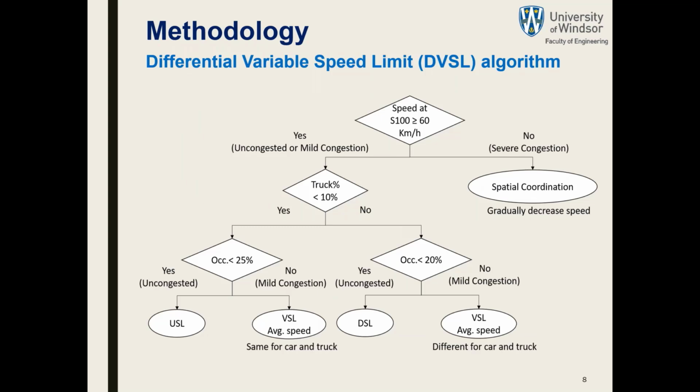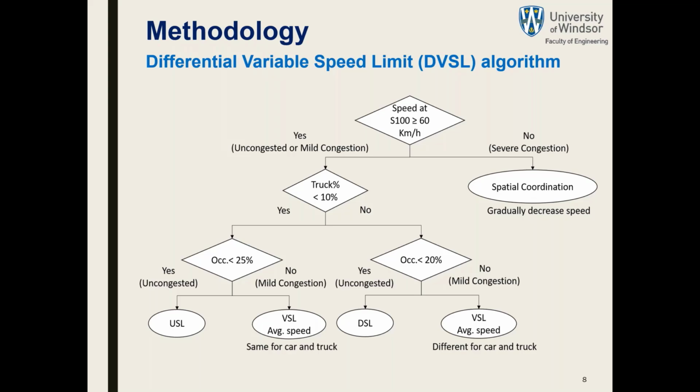So the differential variable speed limit algorithm considers the difference between car and truck speeds and determines different speed limits for cars and trucks when truck percentage is high. The level of congestion was observed at station 100, which is closest to the on-ramp on Jameson Avenue, where the congestion is first detected when the on-ramp opens.